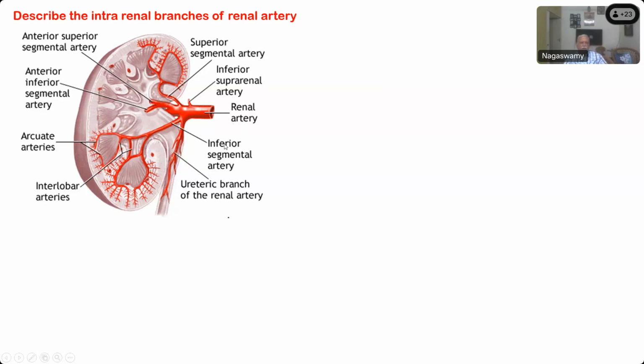Another important point is the ureteric branch. You can see here, where does it arise from? It arises from the renal artery itself. This is the ureteric branch of the renal artery. So when the transplant is being done, if the surgeon is not careful, he can knock off this branch. Then what will happen? The ureter will become ischemic. Once it becomes ischemic, it will necrose and the ureteric leak at the junction of the kidney will happen.